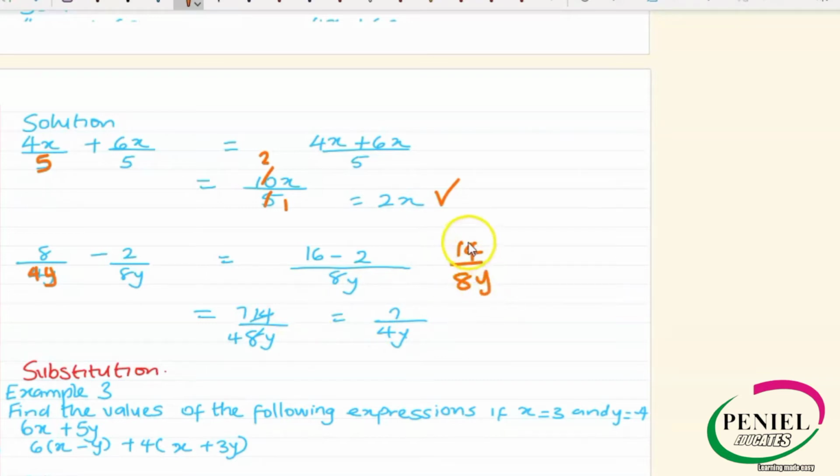All right, so we can actually divide this. 2 goes here, 7. 2 here, 4. So our answer is 7 over 4y. Okay.